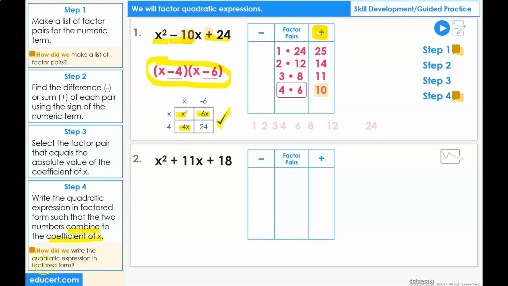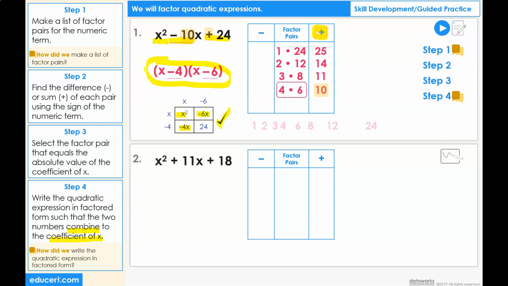How did we write the quadratic expression in factored form? To write the quadratic expression in factored form, we set up our parentheses of our two binomial factors, we put x in the first term for each factor, and we use the factor pair that we selected from step 3 as the two numeric terms of each factor, 4 and 6 in this example.